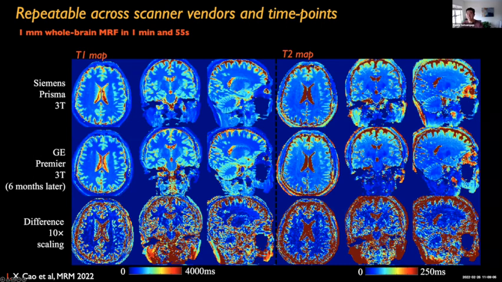We align the scans, co-register the maps, and take the difference here, blow this up by tenfold, and you can see that there's very minimal difference across vendors as well as time points for this healthy volunteer, which shows great repeatability for this technique.